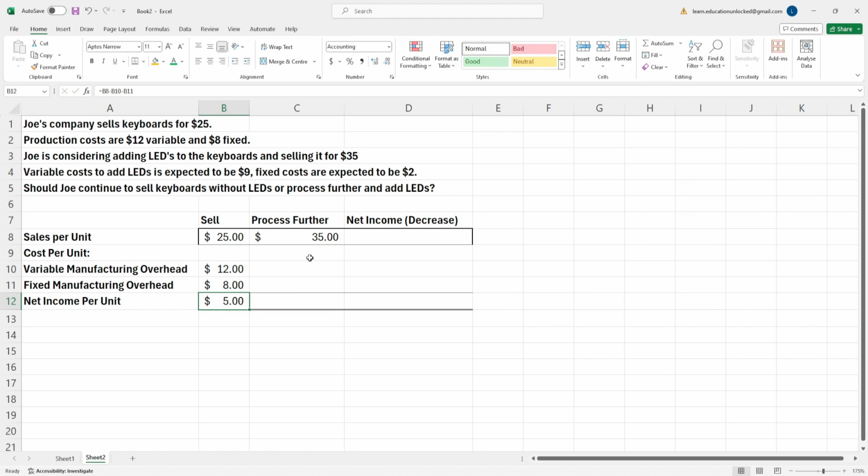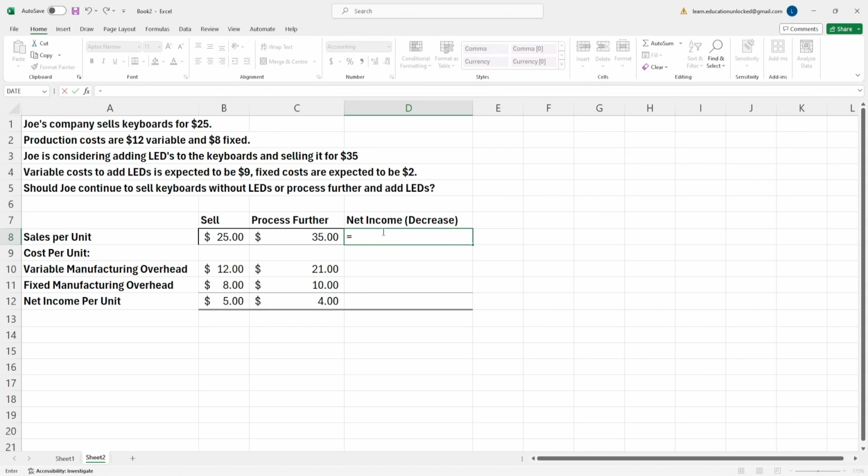All right, so if we process further, we get 35, what we wrote down before. And then variable manufacturing overhead. Here it says 9, but what you want to do is add it, so it's going to be 12 plus the 9. And then fixed cost is expected to increase to be $2. So now we can do the exact same steps to calculate your net income. It's your sales per unit minus your variable minus your fixed, and that gives us 4.